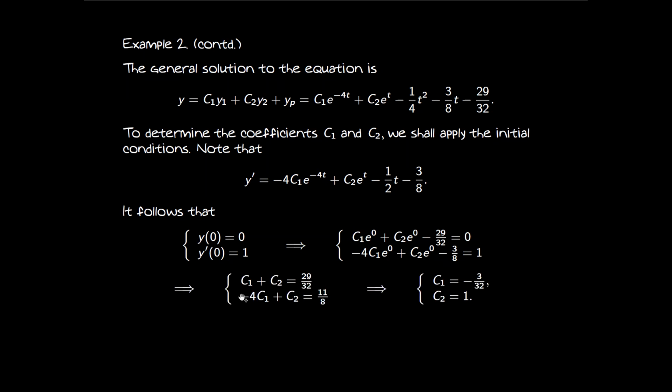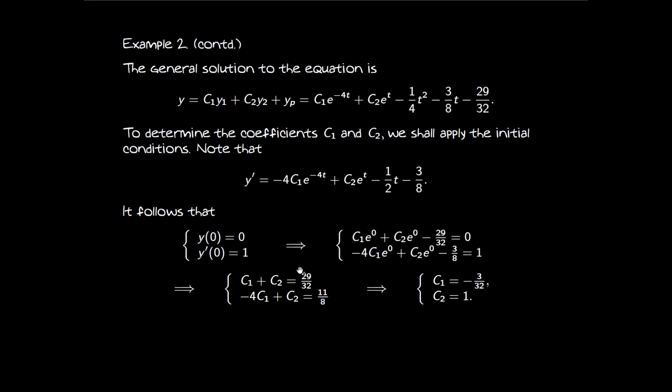So we're going to get c1 plus c2 is going to be 29 over 32. And then you can say the second equation gives you negative 4c1 plus c2 is going to be 11 over 8. For this 2x2 system, you can do elimination, substitution, or the inverse of the coefficient matrix, whatever you feel comfortable with.